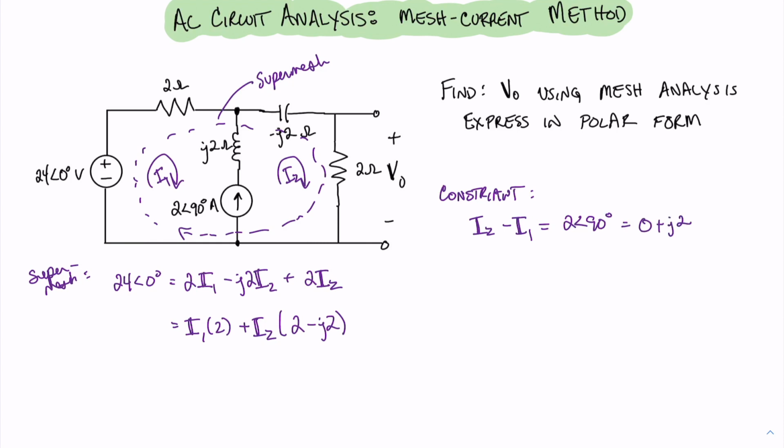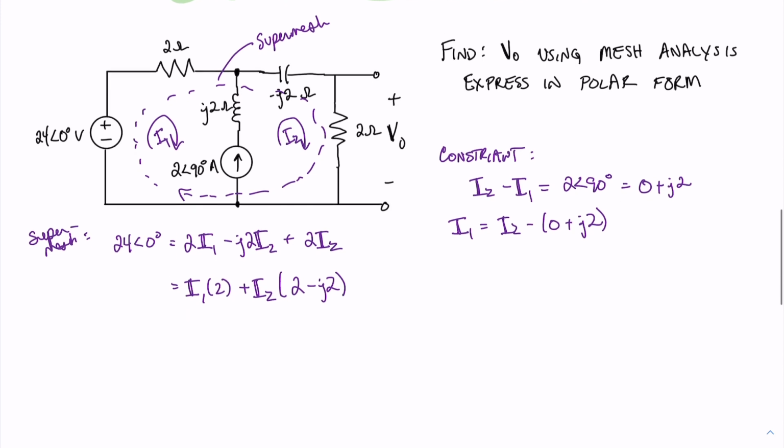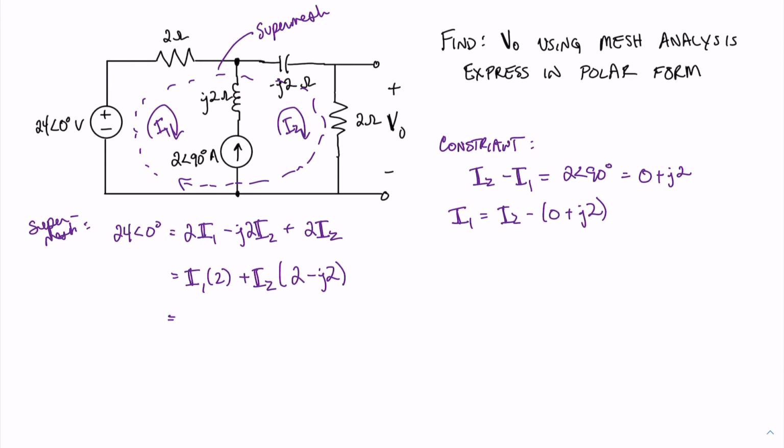Since we need to solve for V out in this problem, it would be useful for us to find the mesh current I2. Therefore, I'm going to isolate I1 in our constraint equation. In doing so, I get that I1 equals I2 minus (0 plus J2). Now I need to plug this equation from our constraint into our super mesh equation in order to get an equation that is solely based on I2. When I do that, I get 2 times the quantity of I2 minus (0 plus J2), plus I2 times the quantity of 2 minus J2.